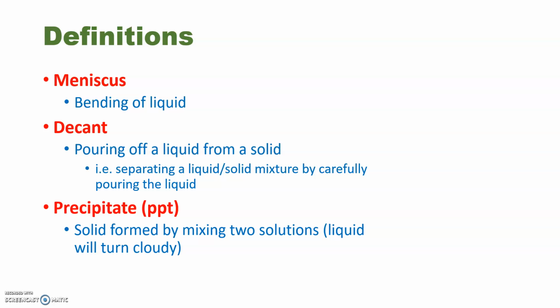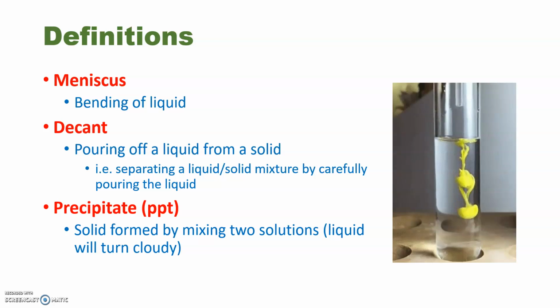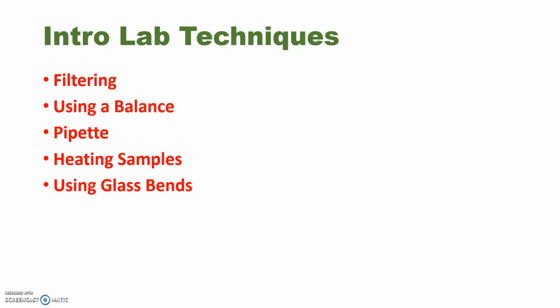We talked about the meniscus already. Decanting, ask me to demo that one in class if I forget. And precipitate, we will actually see right here in our little picture. It's a solid that forms out of solution. We'll talk about those over and over, so we'll keep going. These are the techniques that you need to know. In class, we'll cover them in the intro lab and in class. So that is where I will end this video.